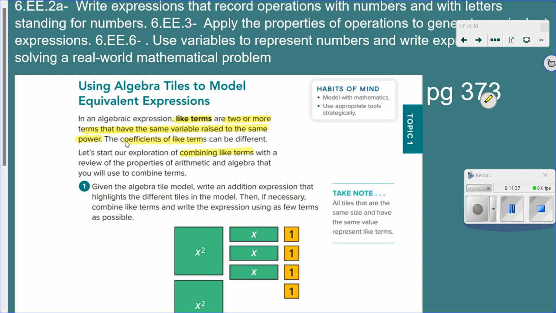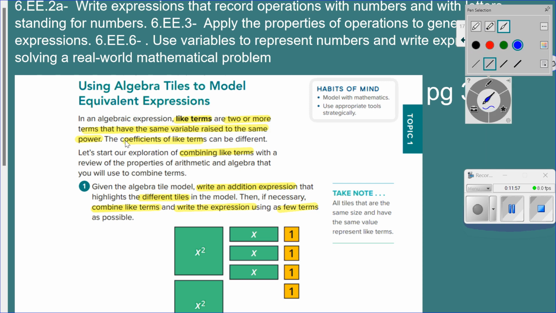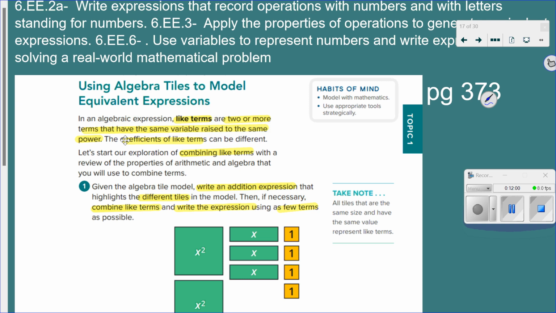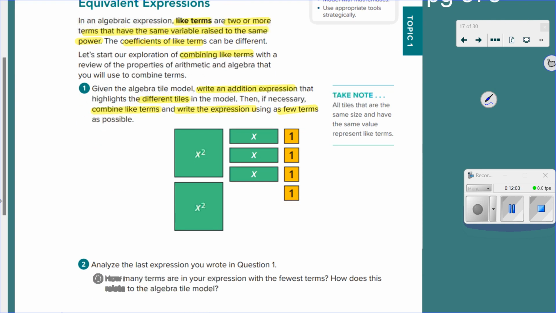We're going to write an addition expression that highlights the different tiles in the model. Then, if necessary, combine like terms and write the expression using as few terms as possible. If the tiles are the same, we're going to call those like terms and put them together. We don't have actual algebra tiles, so we're just using red, blue, and yellow. The x squared will be your red tiles, the x's will be your blue tiles, and the constants will be your yellow tiles, okay?